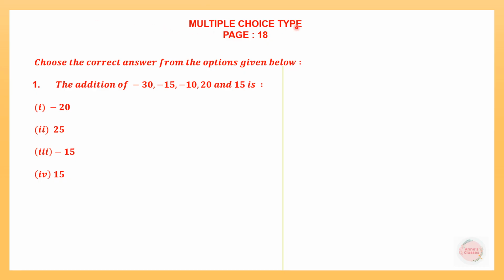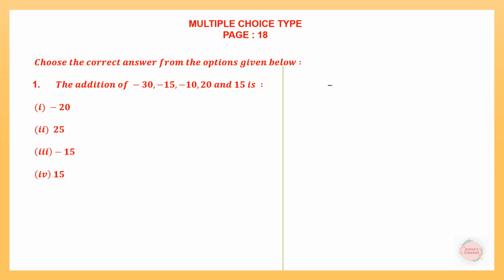The multiple choice type questions are found on page number 18. Choose the correct answer from the options given below. So we have a question here and we have four options and one of these will be the answer. The first question is the addition of these integers. What is the answer when you add up these integers? Let's add them up and see.